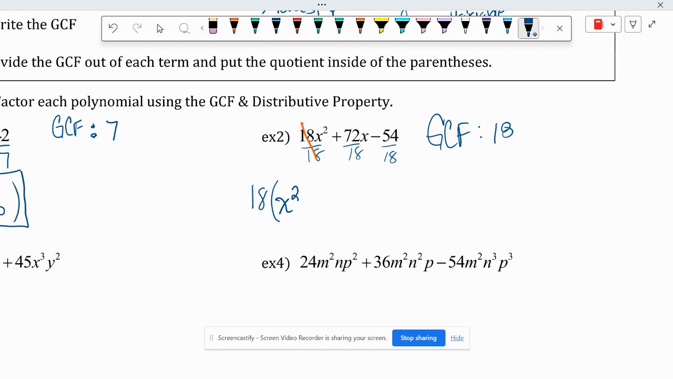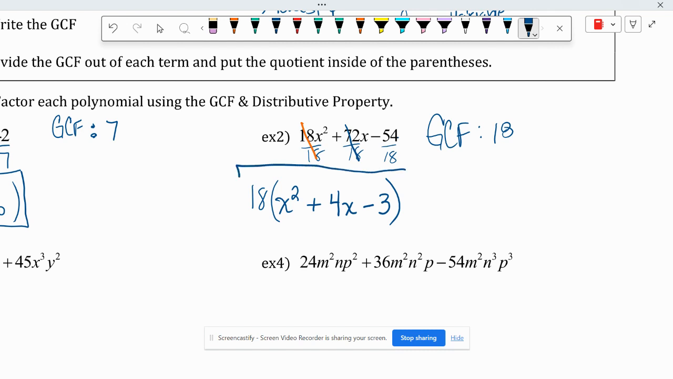72 divided by 18 is what? Look at your times table. 18 times what gives you 72? 4. So when I divide these, I'm left with 4x. What is 54 divided by 18? Or 18 times what is 54? Yeah, and because it's negative, we're going to write -3.